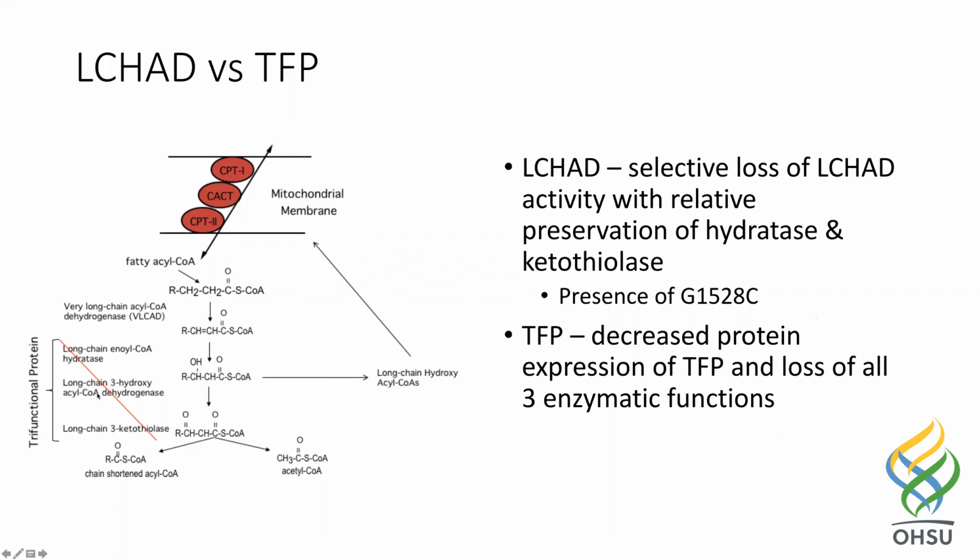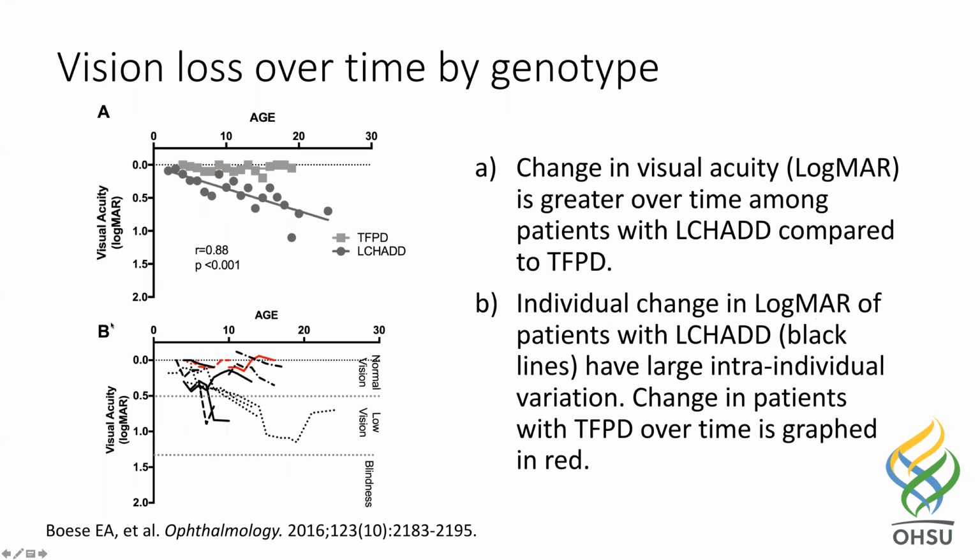And I'm defining TFP deficiency as another mutation, either in the alpha or the beta subunit, that leads to mRNA instability or protein misfolding or loss of the entire protein, and therefore decreased expression of all 3 enzymatic activities. So what happens by genotype if we look at their vision over time? This is a figure from a recent retrospective review of about 20 patients.